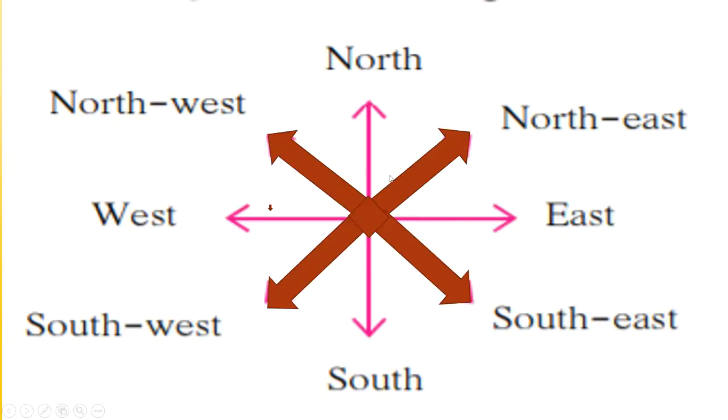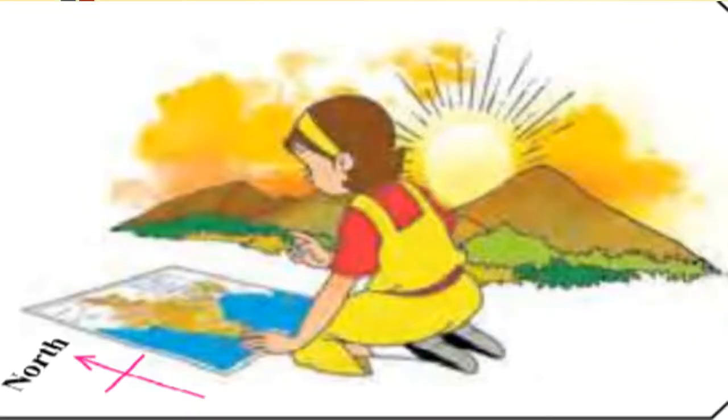This diagram, which has the main directions and subdirections, is known as the compass rose. We are going to use this compass rose later in this lesson. Directions and subdirections have been determined by man on the basis of the rising and setting of the sun.